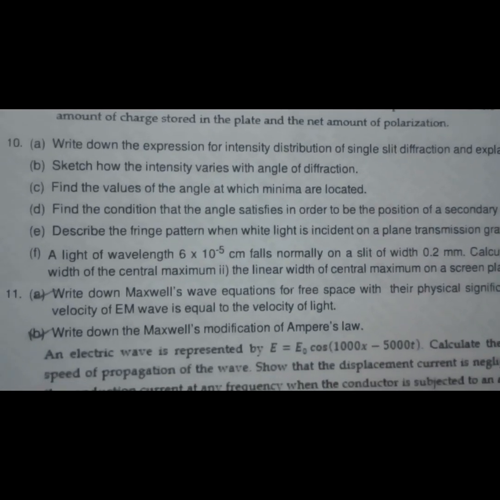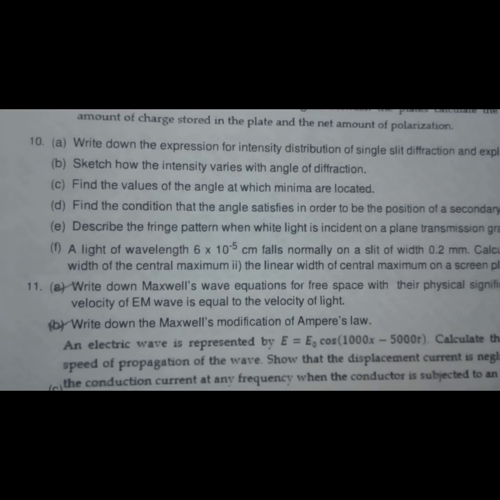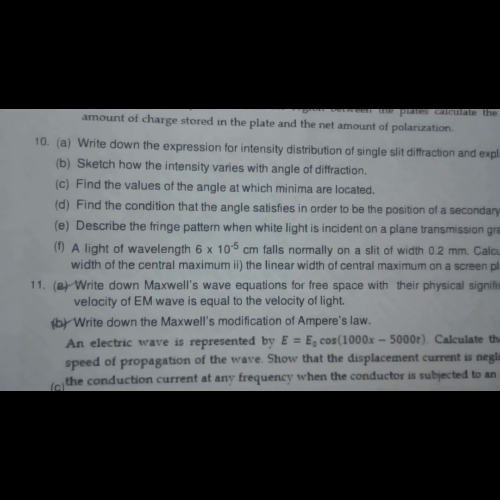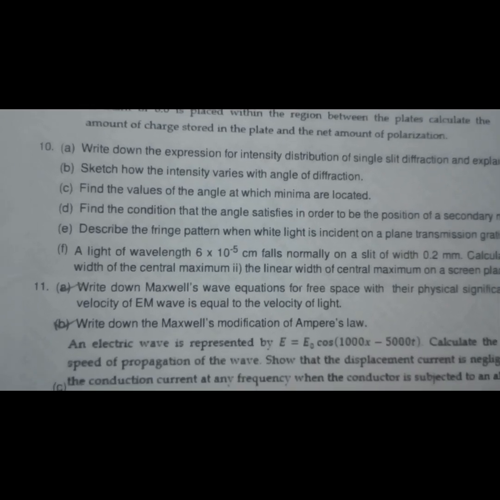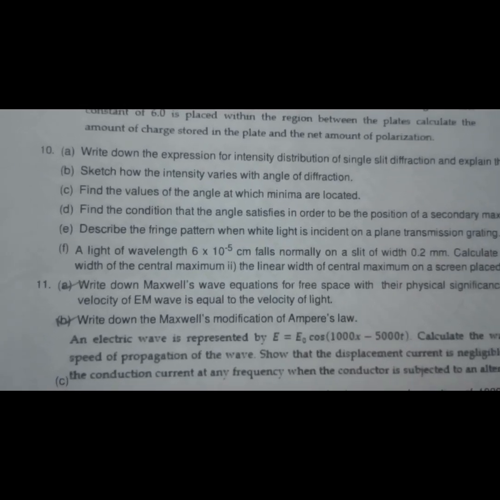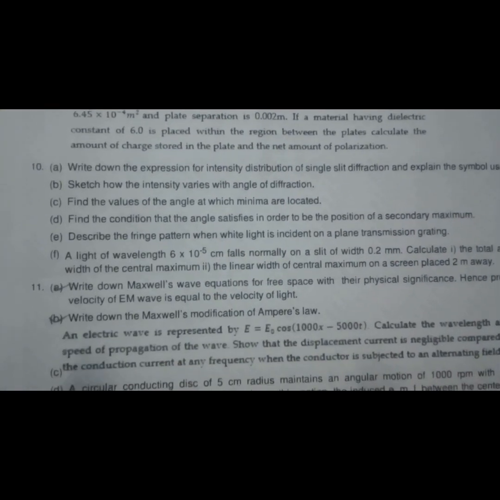10a. Write down the expression for intensity distribution of single slit diffraction and explain the symbols used. 10b. Sketch how the intensity varies with angle of diffraction. 10c. Find the values of angle at which minima are located. 10d. Find the condition that the angle satisfies in order to be the position of a secondary maximum.